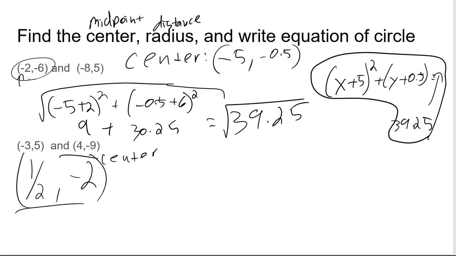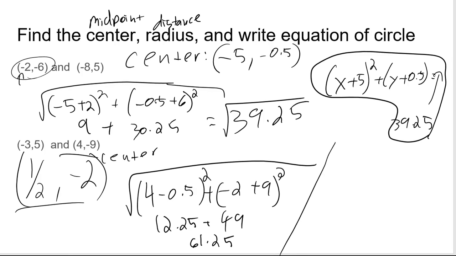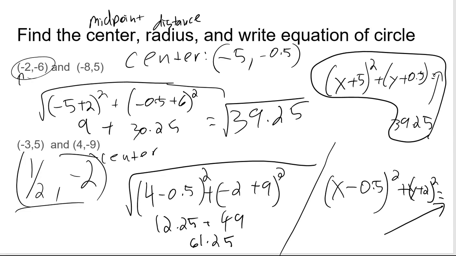Let's use this one and this one. So (4 minus 0.5) squared, (-2 plus 9) squared. So we take 4 minus 0.5, you get 3.5, and you square it, you get 12.25, plus (-2 plus 9) squared, which is 49. 49 plus 12.25, you're going to get 61.25. So let's plug this into our equation. You get (x minus 0.5) squared plus (y plus 2) squared, and that's going to equal the number that's going to go right there, which is 61.25. There we go.